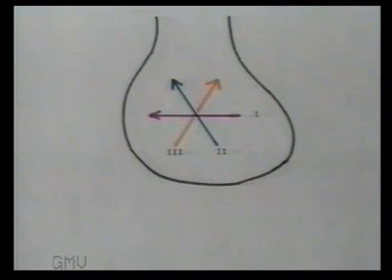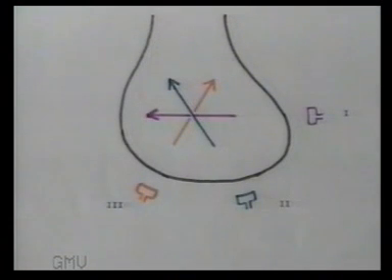Let us now overlap the directions over the heart, and the next diagram will show the leads as to how they look at the heart, or the directions from which they look at the heart. Lead 1 from the left side and leads 2 and 3 from the inferior side.